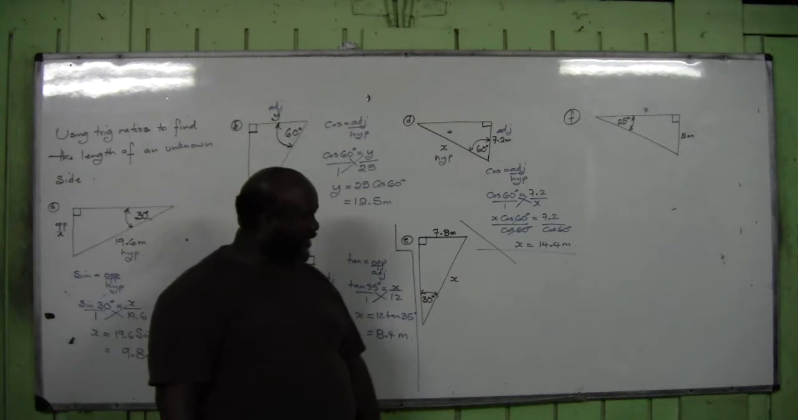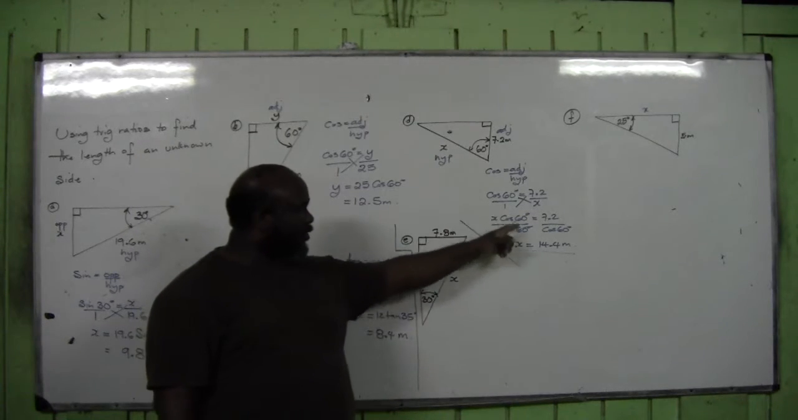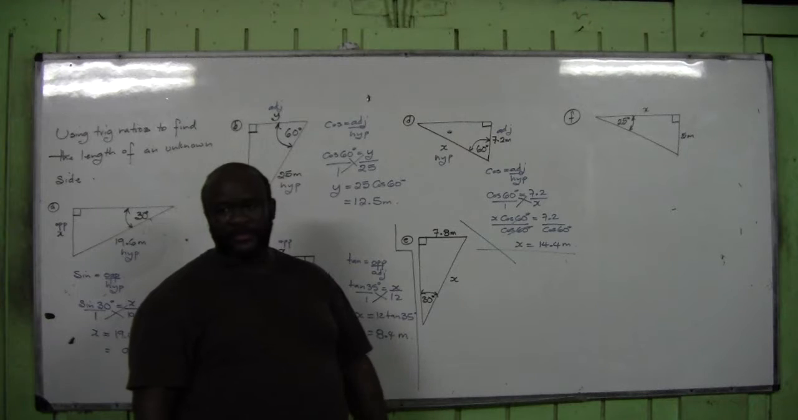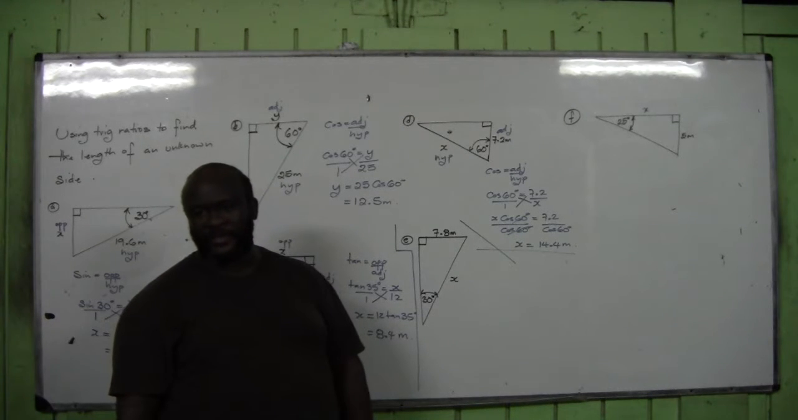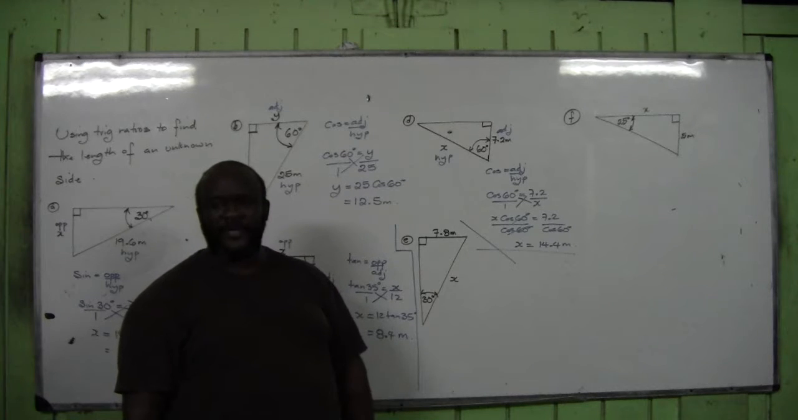Because, listen, when you cross multiply, you have x cos 60. X cos 60 is x multiplied by the cosine of 60. So to get rid of it, I've got to divide.